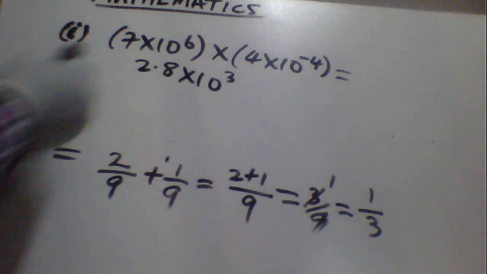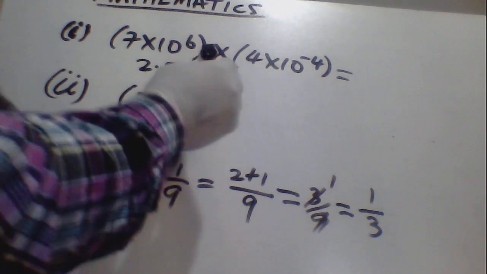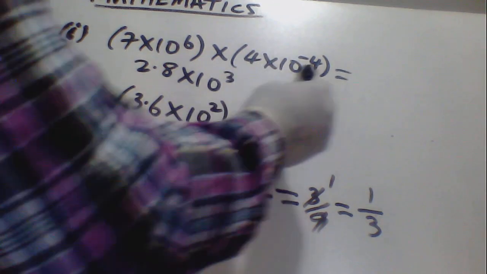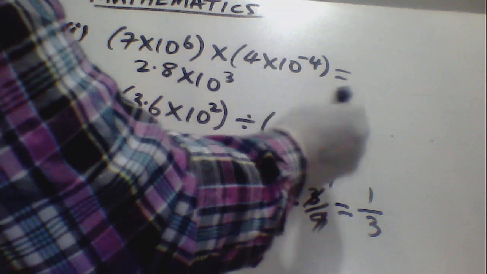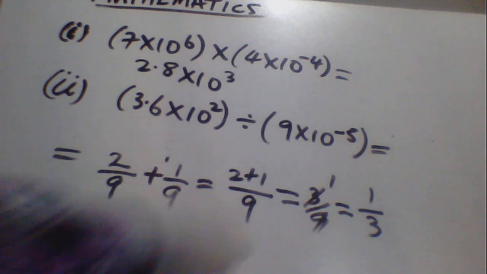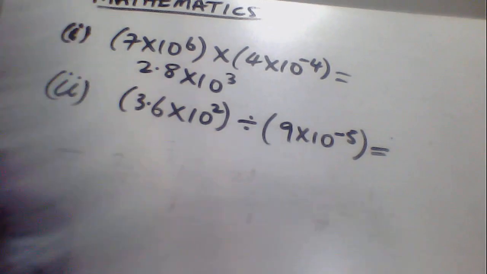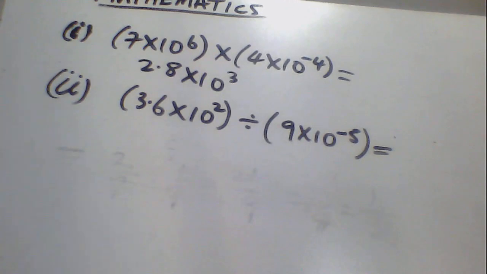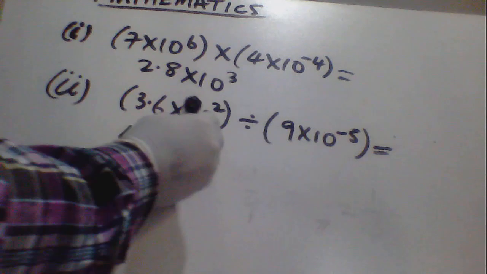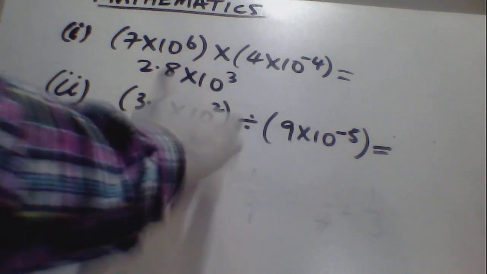The second question here, we have 3.6 times 10 raised to power 2 divided by 9 times 10 raised to power minus 5. So what is the answer? Answer to this is 4 times 10 raised to power 6.